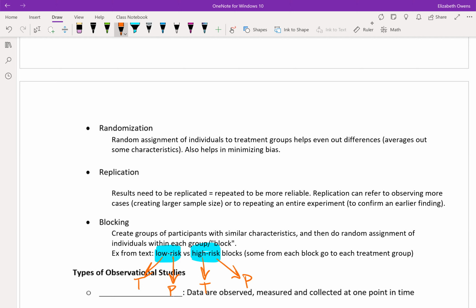And that again would just kind of help even out the differences and make sure we got a good mix of low risk and high risk people in each area. So, all of these are really to just make your study more reliable and help you to achieve better results.